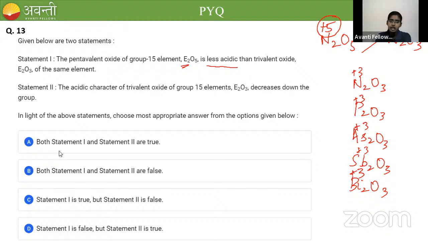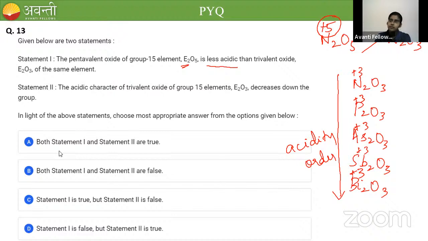The acidic character of these oxides decreases on moving down the group. Acidic character decreases. Bi2O3 is least acidic, they are saying. That is correct. The N2O3 acidic nature is the highest, because nitrogen is more electronegative in nature.